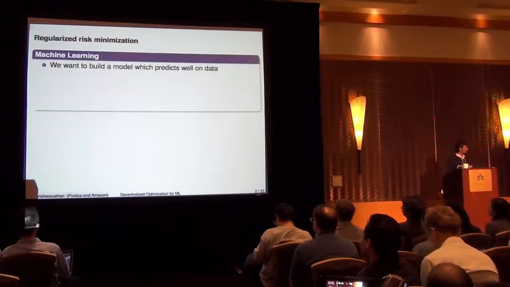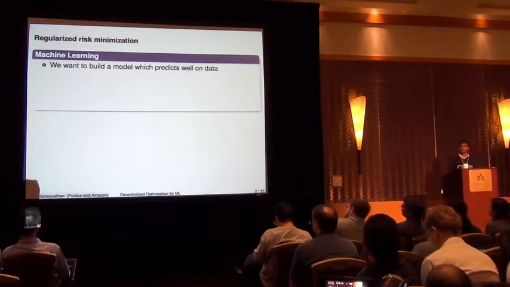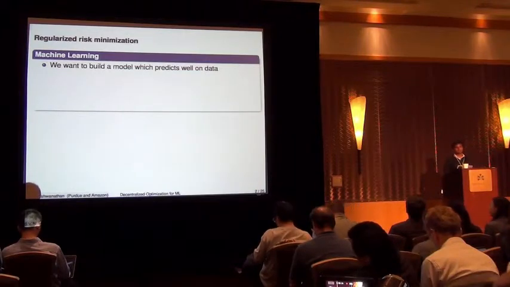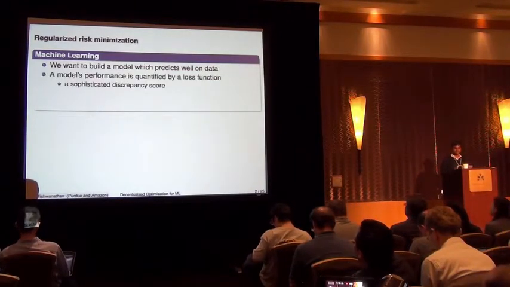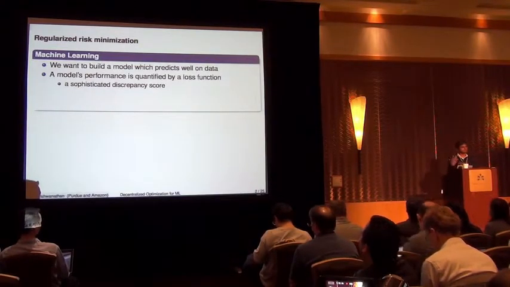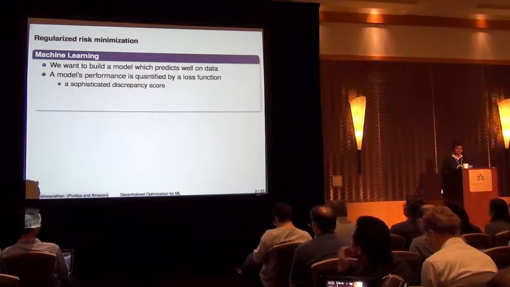So of course, you've been hearing a lot of talks about machine learning, and what we really want to do here is to build a model which can predict well on data. Of course, the challenge is, how well is this model doing? One way to evaluate it is to use a loss function, right? Basically some sort of a discrepancy score.